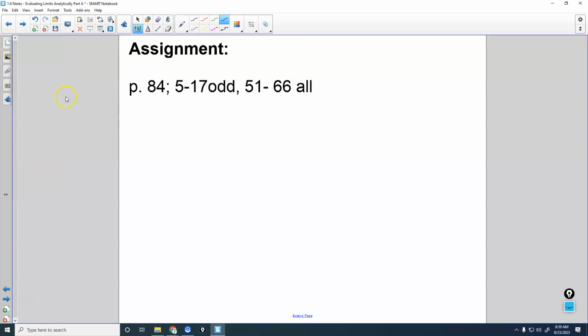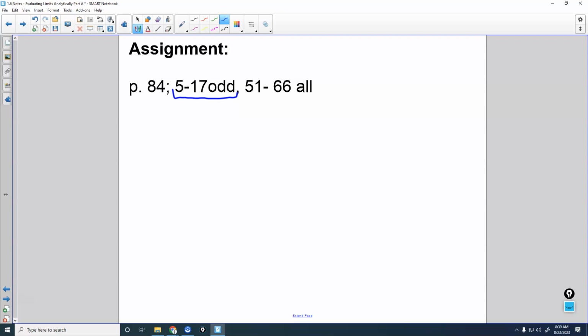All right, so this is going to be your assignment tonight. And I believe that the majority of 5 through 17 odd is direct substitution. So if you finish the quiz early, you can go ahead and start doing those problems. If you get 0 over 0, if you get a number over 0, go ahead and put does not exist. That's your answer. It does not exist. But if you get 0 over 0, leave yourself some space, and we'll teach you how to do that.